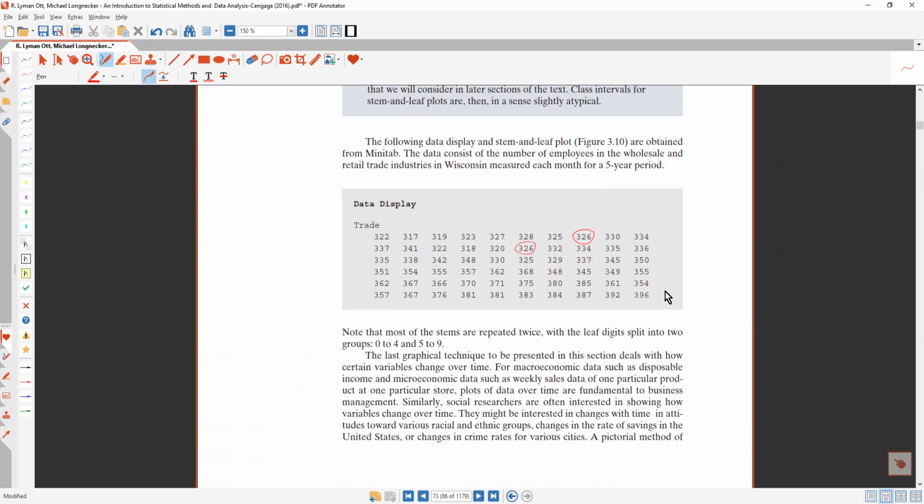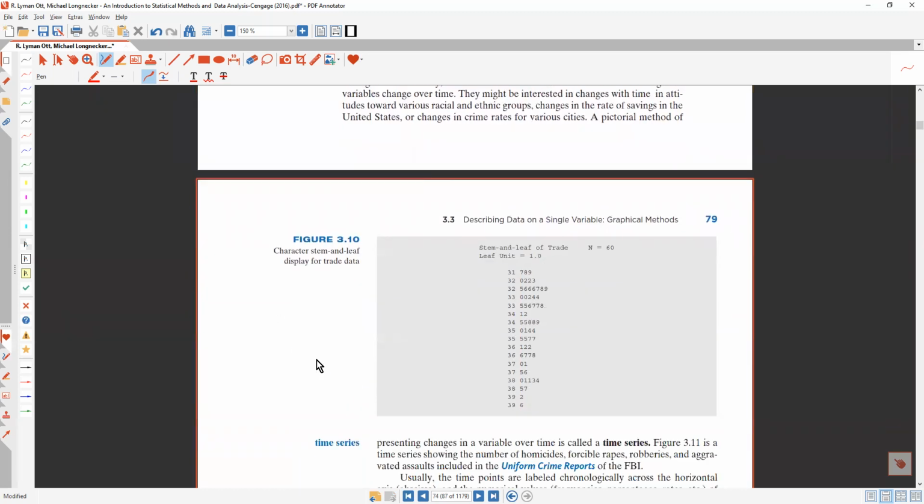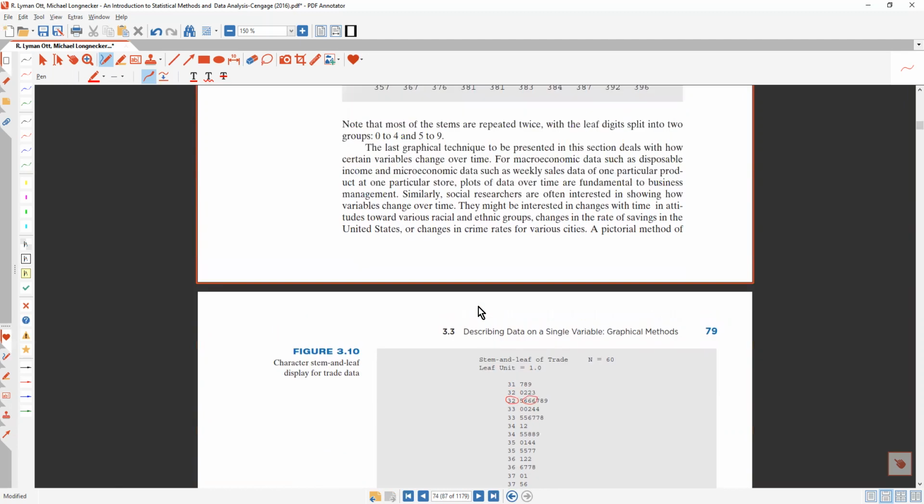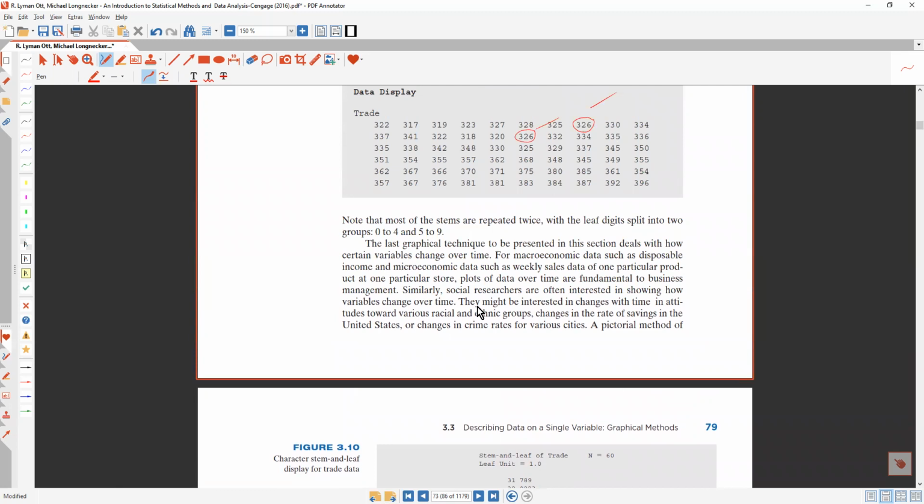Here's some more data. So I've circled the 326s here because I'm going to try to find them in this plot over here. So where are they? There it is. 326s right over here. Okay, so if I look back at this, well, am I missing one? Where's the other one? It's got to be somewhere. So I've got 326, 326. Do I have another one?